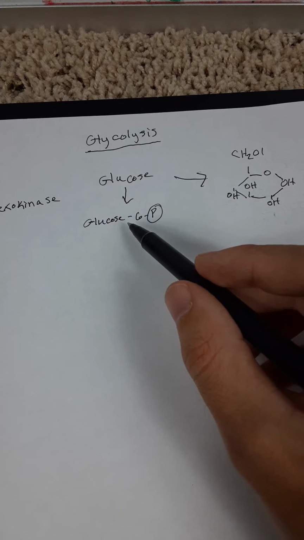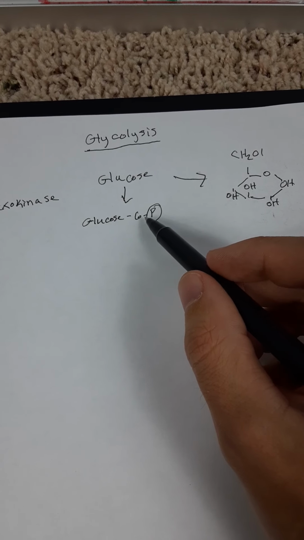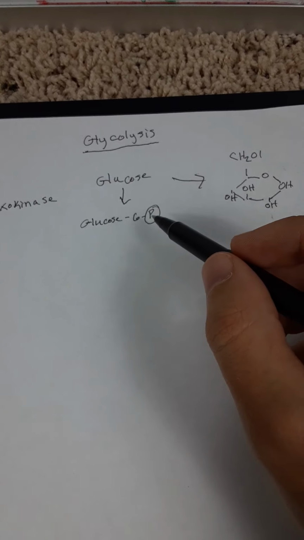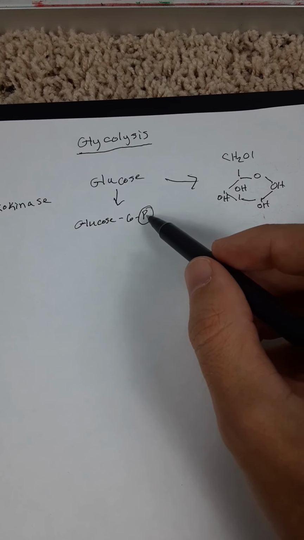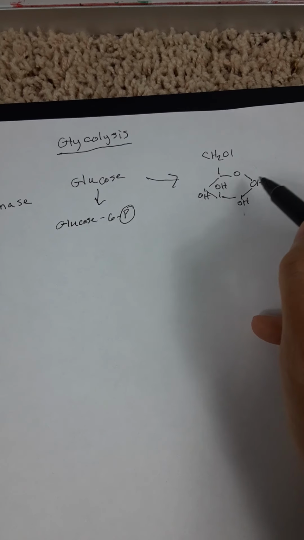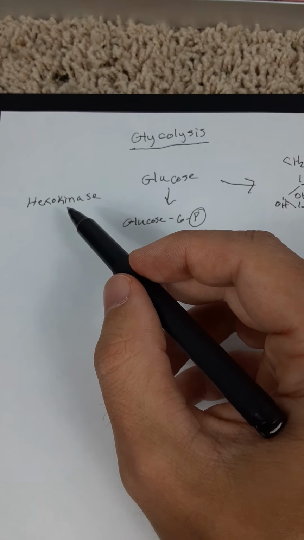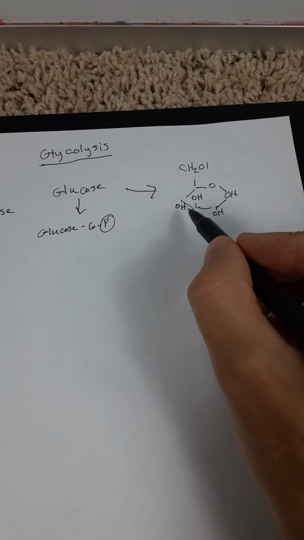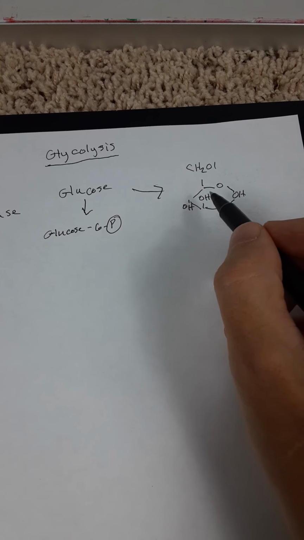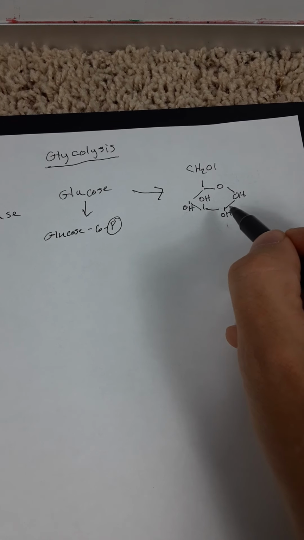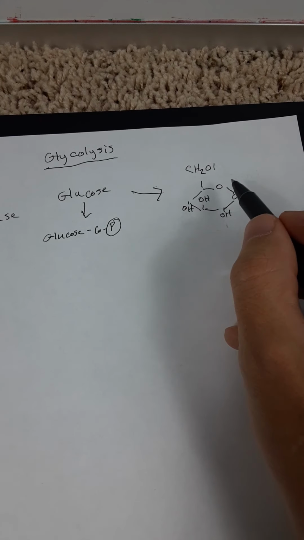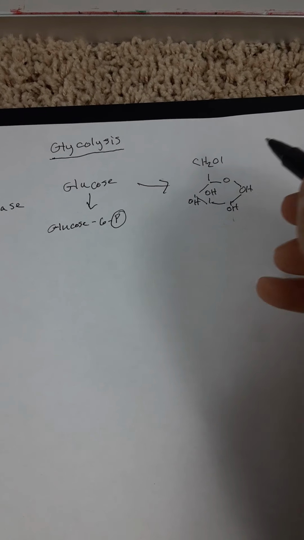Essentially what this is saying is that you have glucose, and on the 6th carbon atom, you're going to have a phosphate group. Now, of course, you see in this structure, there is no phosphate, but that's what hexokinase is going to do. Hexo means 6. Okay, so you have 6 carbons here. 1, 2, 3, 4, 5, 6. That's an oxygen there, so you're not going to count that.